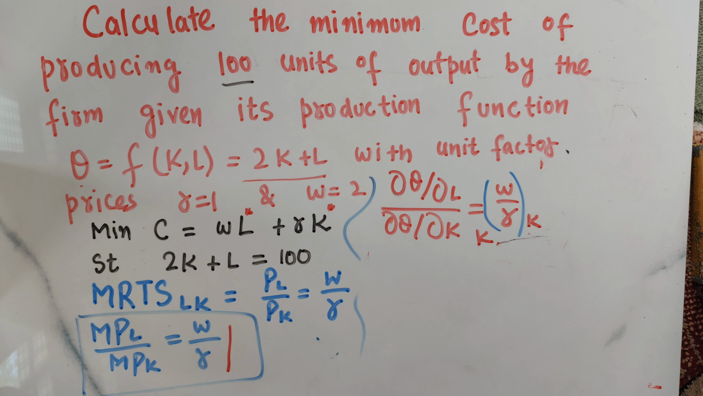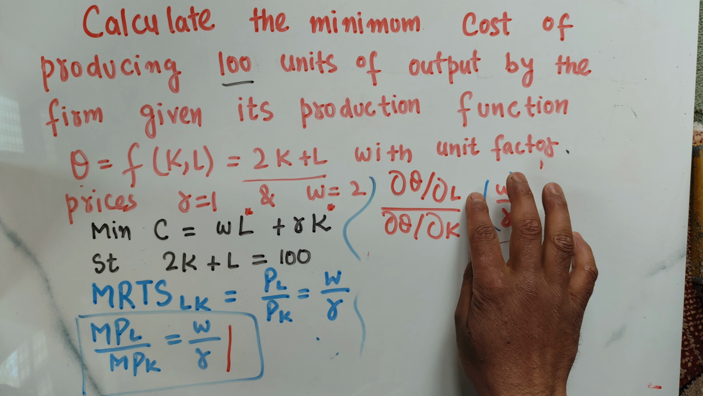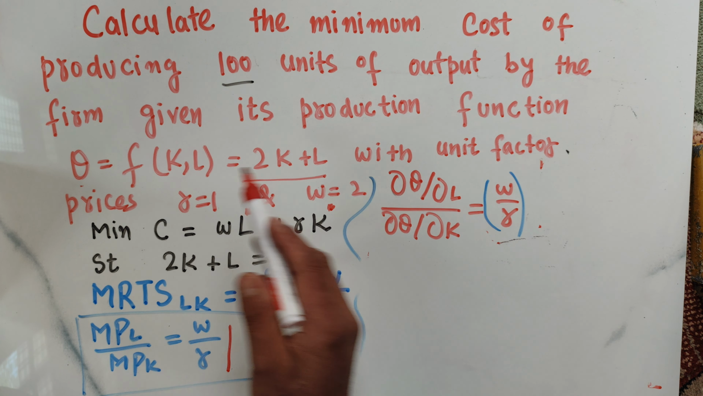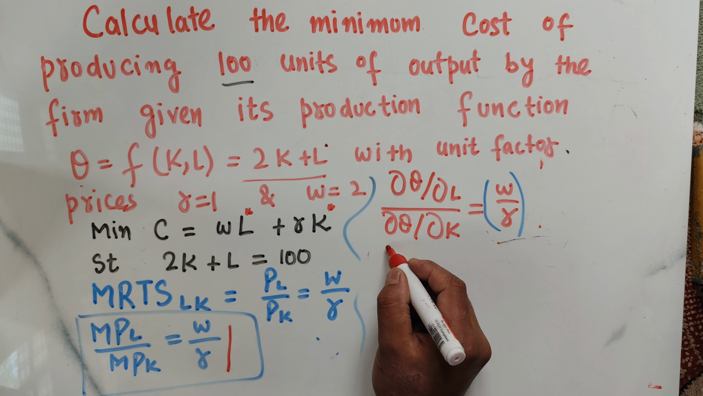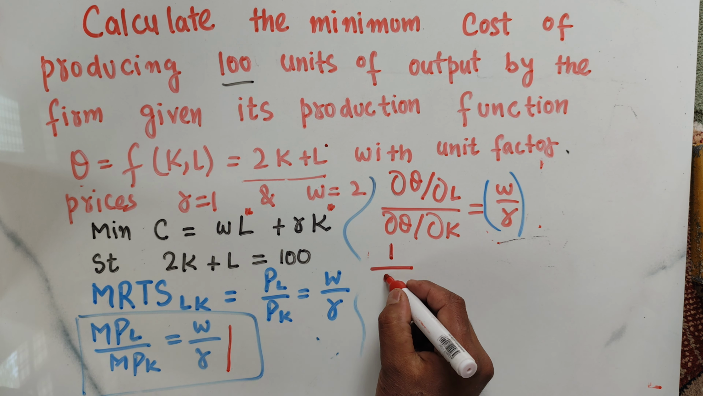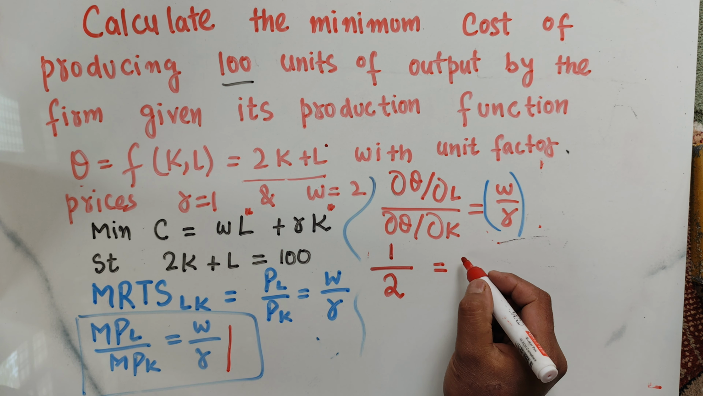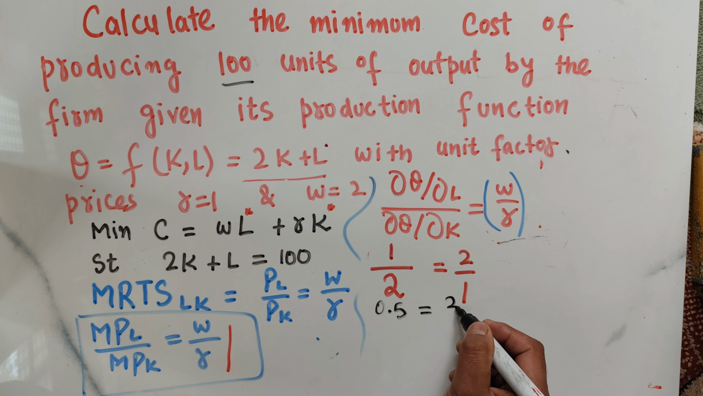Now let us find out the marginal product of labor, that is, the partial derivative of the production function with respect to L. The derivative of L is 1, so we are left with 1, divided by MPK, the partial derivative with respect to K, so we are left with 2. This should be equal to the wage rate upon rental rate of capital, which is 2 upon 1. Here we can see 1 upon 2 is not equal to 2 upon 1. So we have 0.5 cannot be equal to 2.